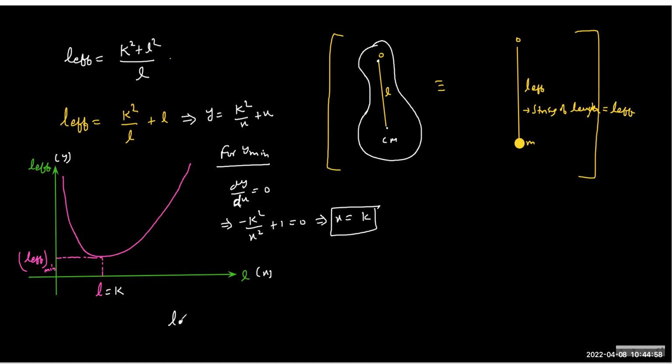And therefore the minimum value of L effective is k square by k plus k, which is exactly 2k. So this is generally asked in examinations: what is the minimum time period of a physical pendulum? The answer is 2 pi under root 2k by g.